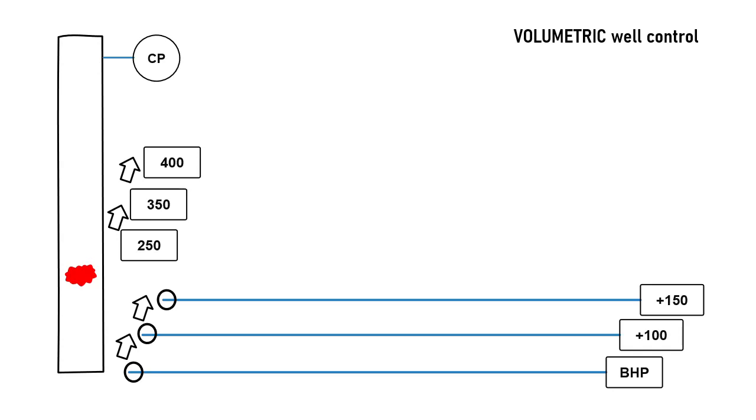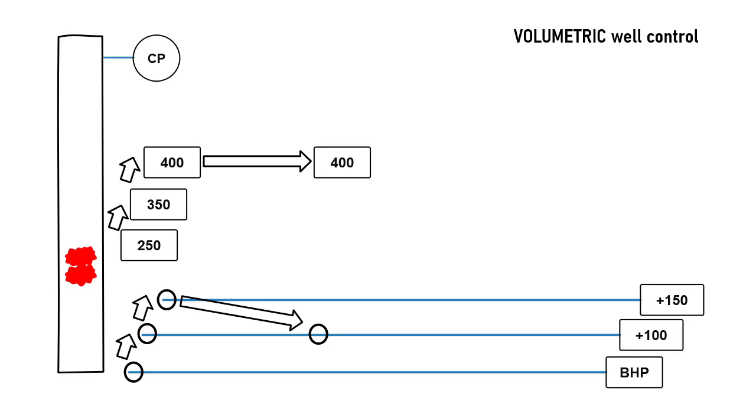Now we have a safety margin, and also a working margin. With casing pressure at 400 psi, we start to bleed off very slowly, to maintain the casing pressure constant at 400 psi. The bottom hole pressure decreases to the safety margin.